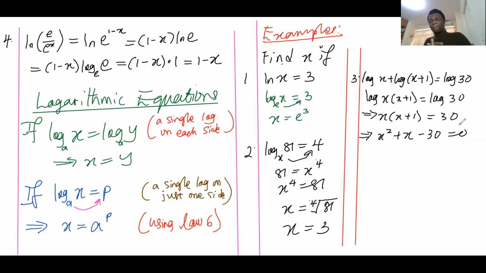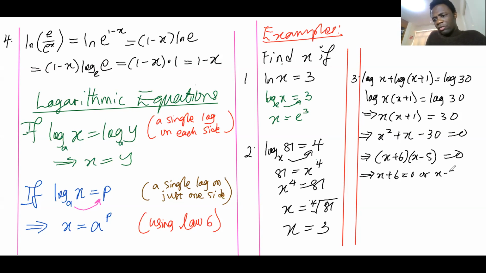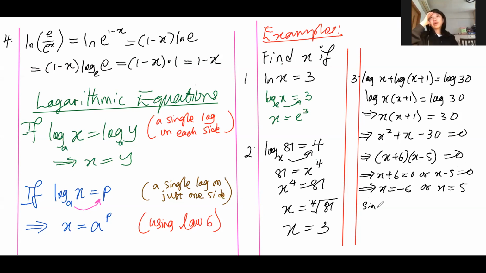Talk to me, please. Yes. Yeah, so we try to factorize, factors of 30. That would be 5 and 6. To have plus x it is going to be plus 6 and minus 5. So then we say either x plus 6 equals 0 or x minus 5 is equal to 0. So x is equal to negative 6 or x is equal to plus 5. I'm going to say that only one of these is correct. Can somebody tell me which one and why? 5, because you cannot have negative in log.